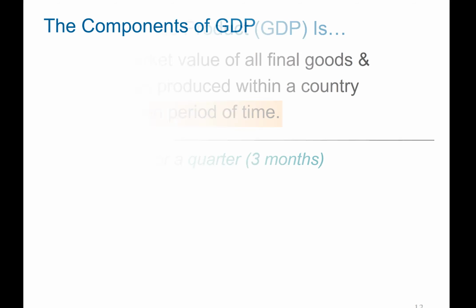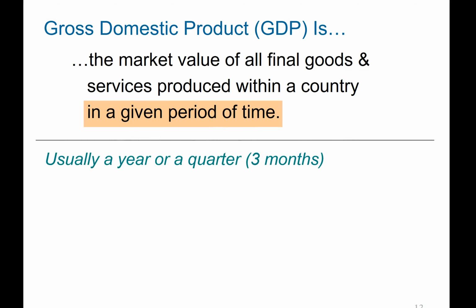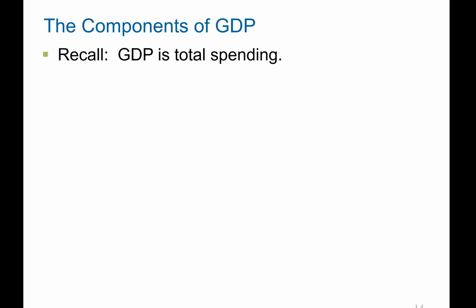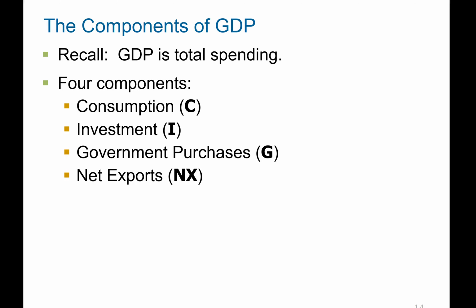But typically we look at GDP as an annual measure, although you will see quarterly measures used to compare within a year. The components of GDP are pretty important to know. So it's going to be really important that you know this identity for GDP. So there are 4 components: consumption, investment, government purchases, and net exports. And you can see the designation for each one of those.